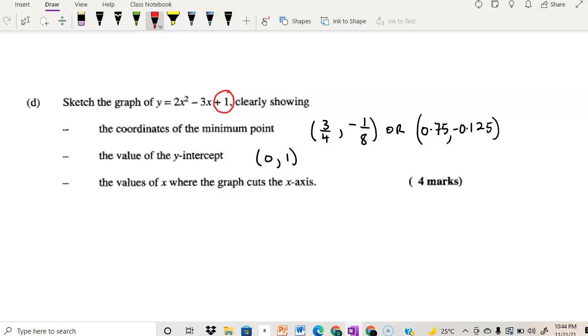So earlier we got 2 open bracket x minus 3/4 close bracket square minus 1/8. Now we're going to put it equal to 0 because we are solving for the values of x. Our next step, guys, is to carry over the minimum value, which is the -1/8. So we're going to transpose that. So we have 2 open bracket x minus 3/4 close bracket square, that is equal to +1/8.